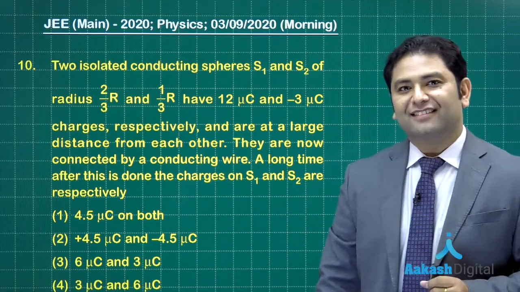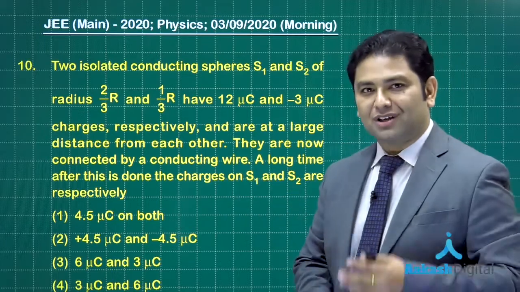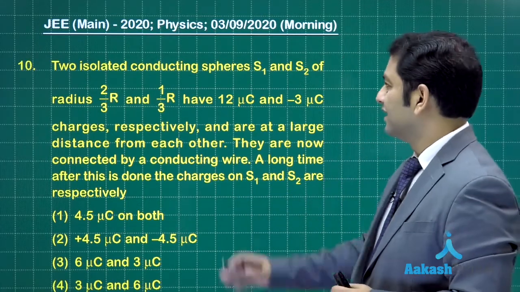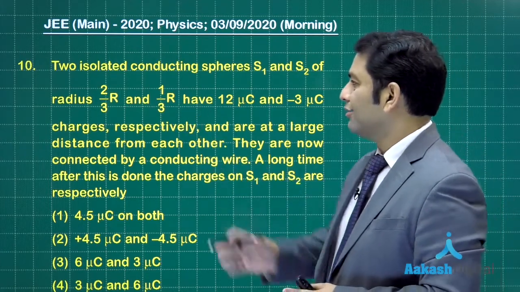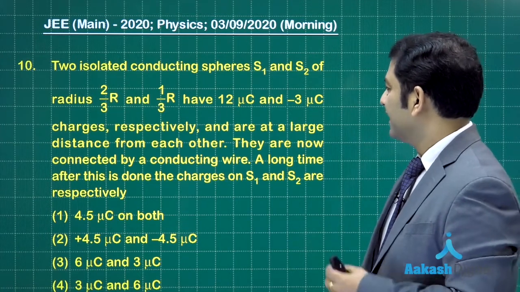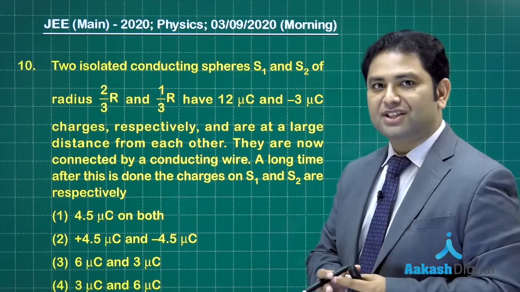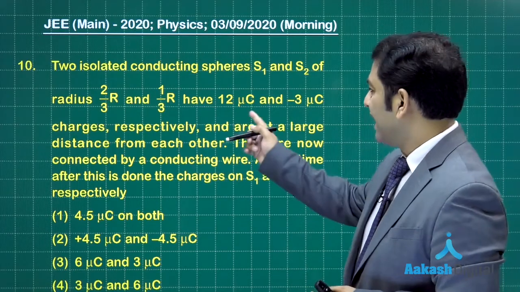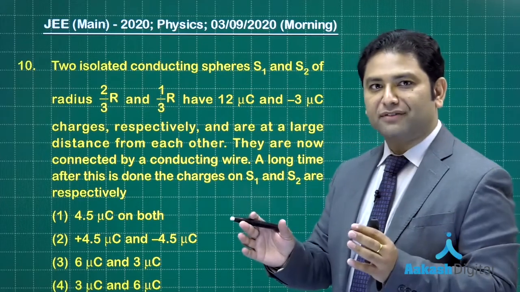Question number 10, that's from Electrostatics, and it's again a straightforward article-based question. There are two isolated conducting spheres having radius as 2/3 R and 1/3 R. Initially, they are at a very large distance from each other, and they have charge 12 microcoulomb and minus 3 microcoulomb respectively.